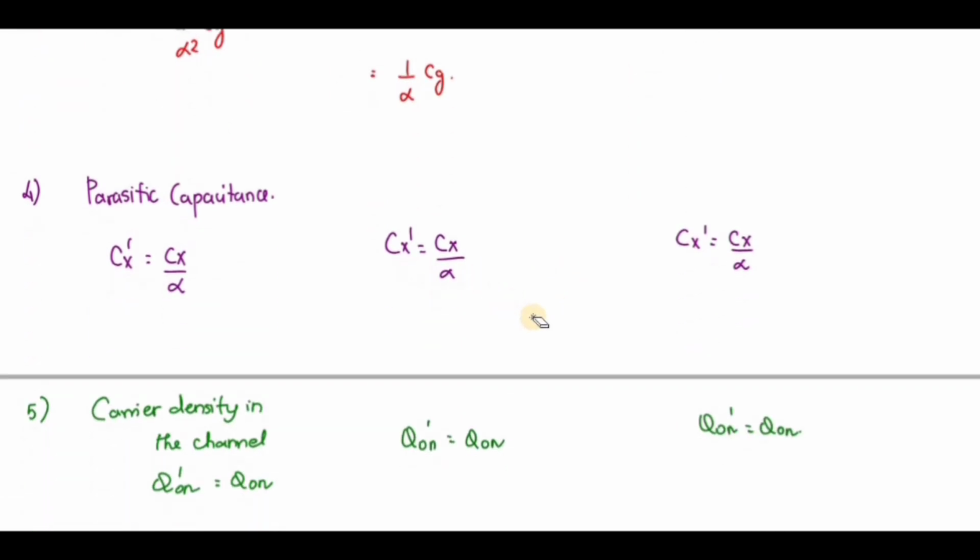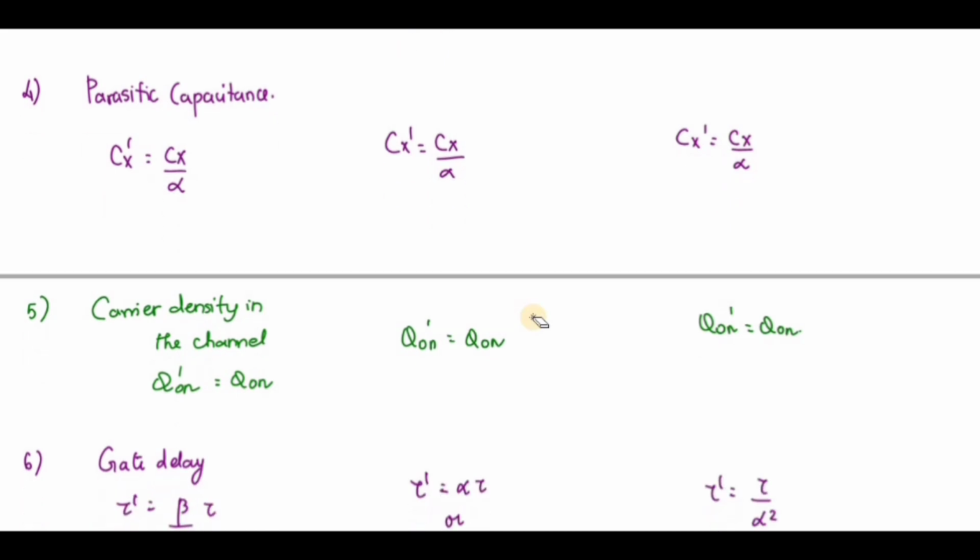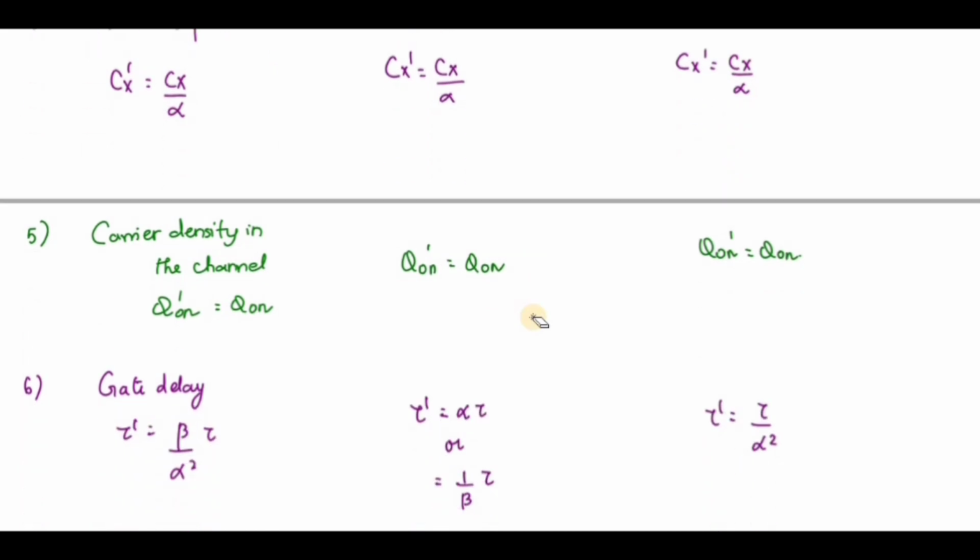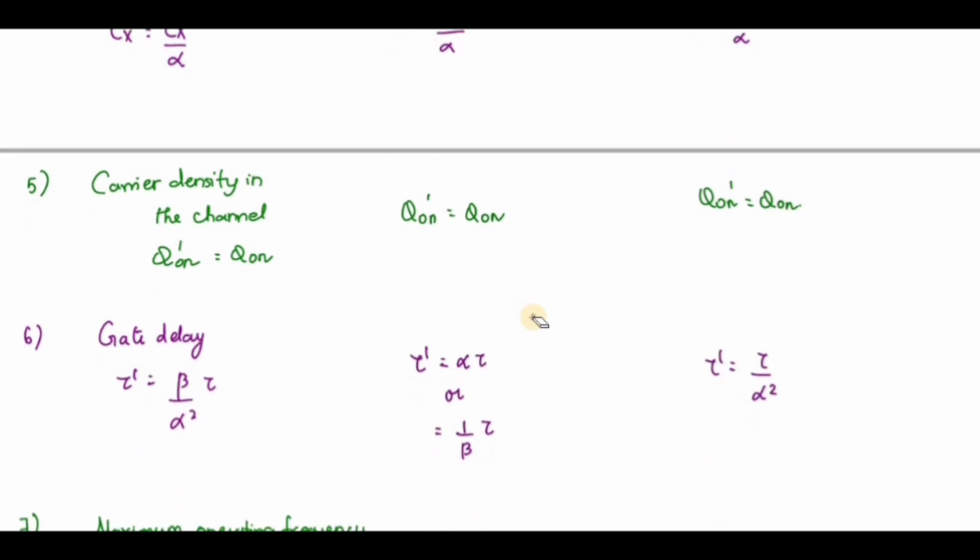So next, carrier density in the channel. That is represented by Q on bar, which is equal to Q on. So for both of them it is the same. Next, gate delay. I can write it as beta divided by alpha square into tau. If I substitute alpha instead of beta, I will get tau divided by alpha. If I substitute 1, I will get tau bar is equal to tau divided by alpha square.